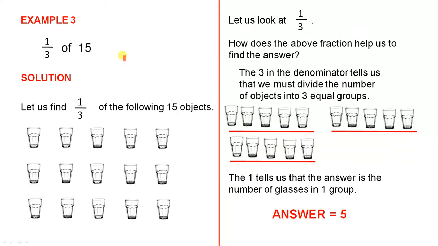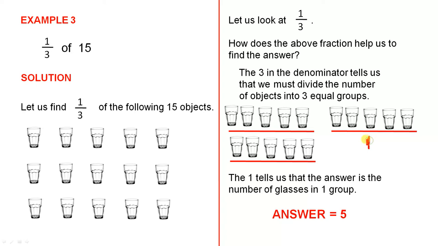1/3 of 15. Let us find 1/3 of the following 15 objects. So here's our fraction. The 3 in the denominator tells us that we must divide the number of objects into 3 equal groups. So here they are. There's 1 group, 2 groups, 3 groups. They're all equal. The 1 tells us that the answer is the number of glasses in one group.